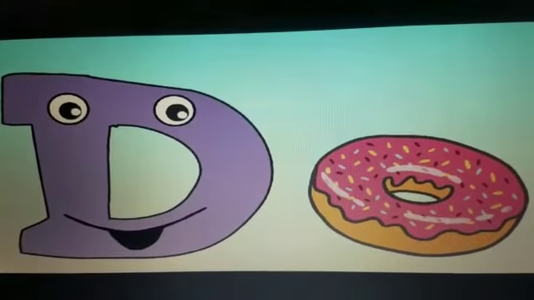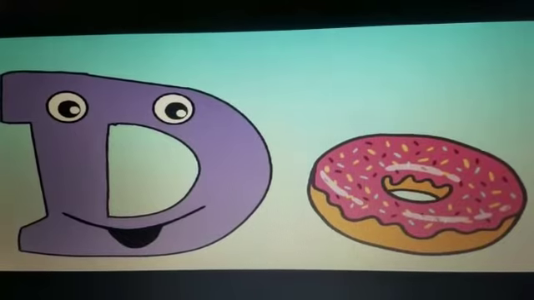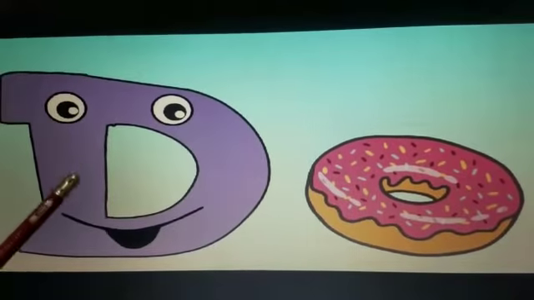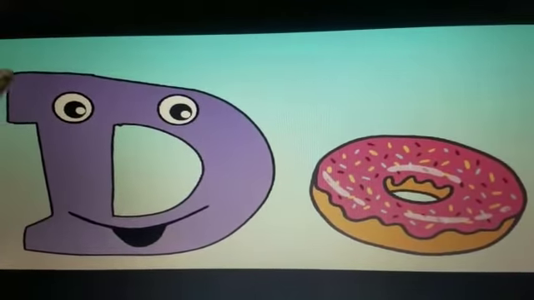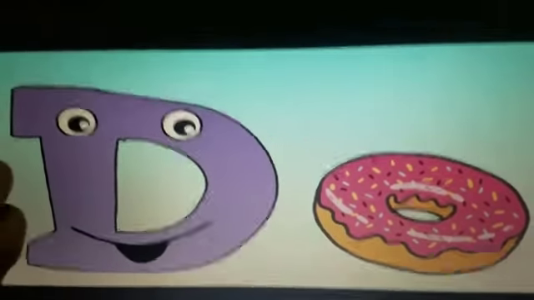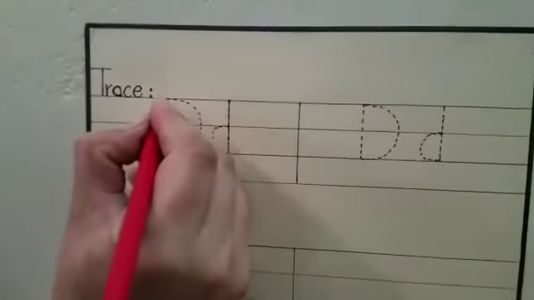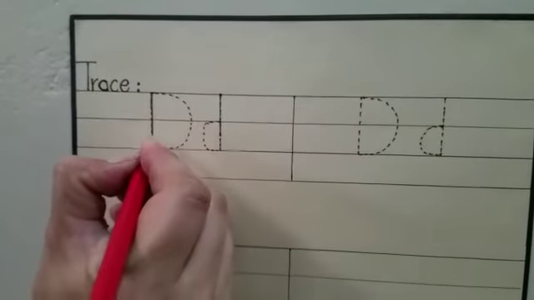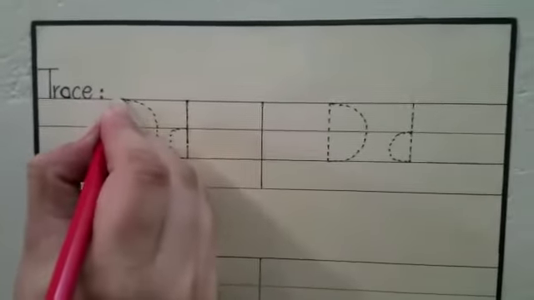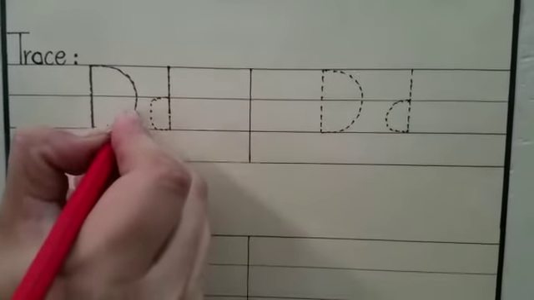We will learn how to write the letter D. You know what is letter D? This is letter D. What is this? Letter D. So let's trace letter D. Trace letter D slowly. Letter D, capital D.